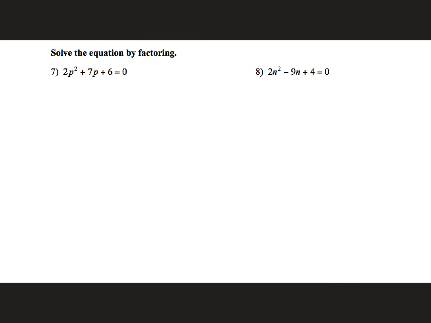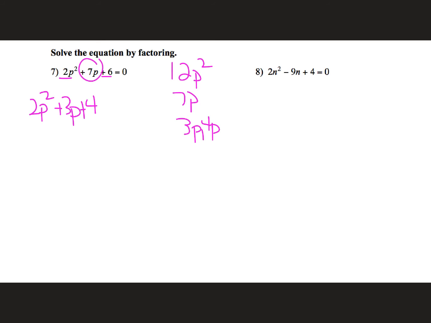Factoring. So we have a couple of videos of factoring, so if I go too fast here, feel free to check out those videos. You want to multiply those two, so that's going to be 12p squared, and you want to add to the 7p. So numbers that multiply to 12 and add to 7, let's see, 1 and 12 don't work. 2 and 6, nope, that adds to 8. Ooh, 3 and 4, so that's 3p and 4p. So I do 2p squared plus 3p plus 4p plus 6 equals 0.